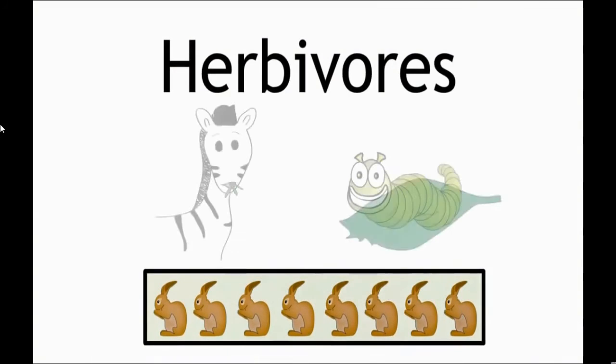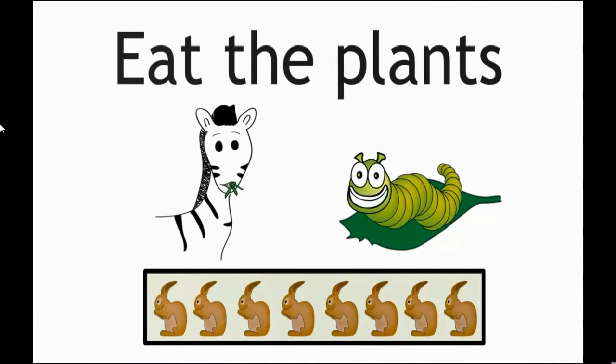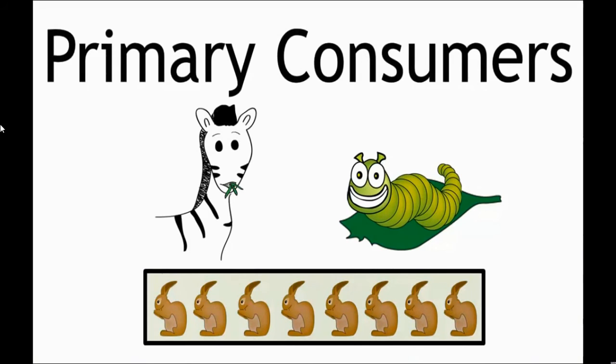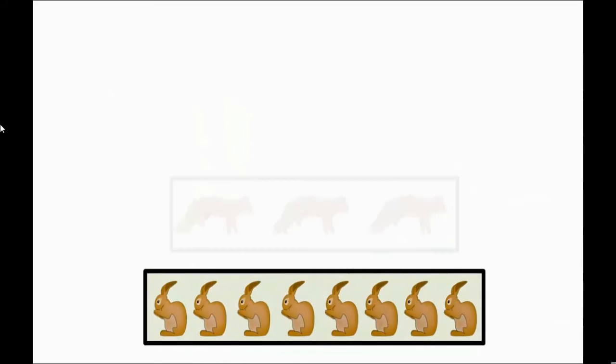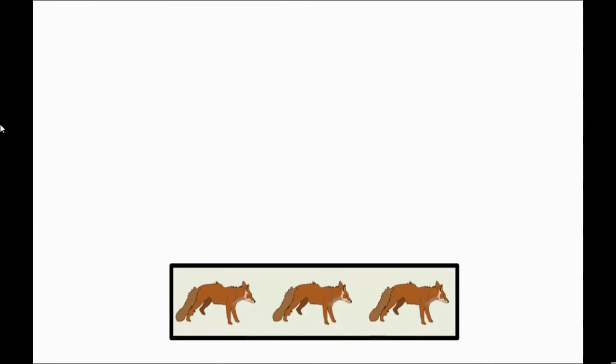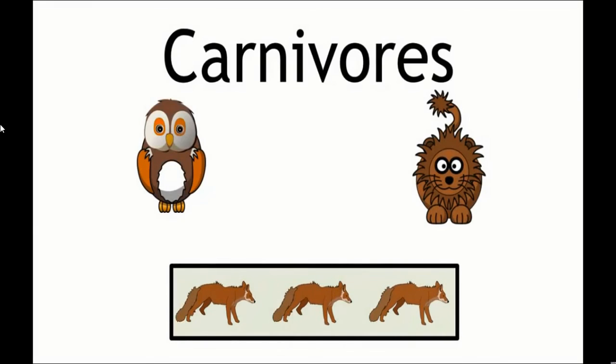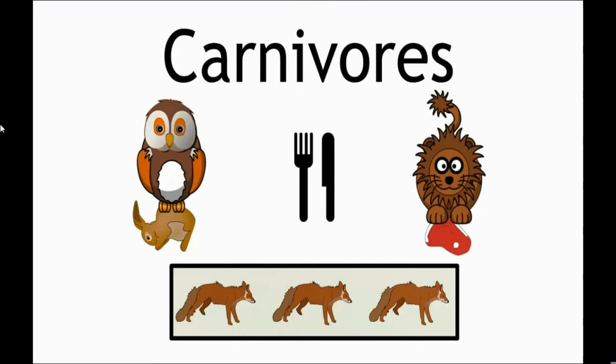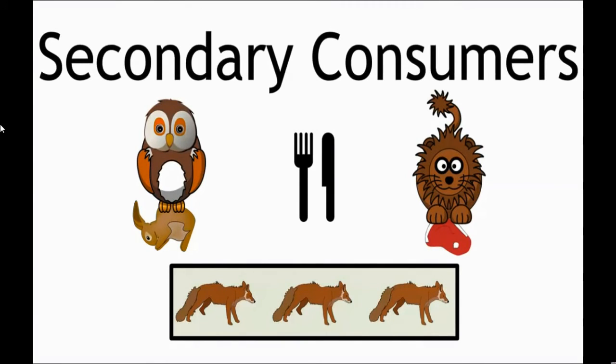From the producers, the second trophic level is the herbivores, the organisms that eat the plants. These organisms are called the primary consumers. They are the first step when nutrients are consumed. Level 3 is carnivores, who eat herbivores. They are eating organisms from level 2, so they are the secondary consumers. Secondary consumers are followed by tertiary consumers.